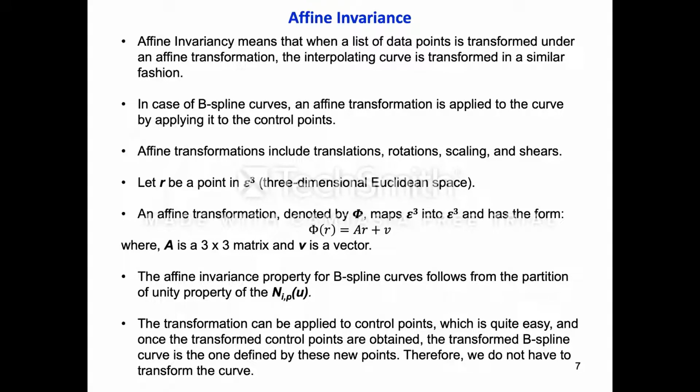The affine invariance property of B-spline curves follows from the partition of unity property of the basis function. The transformation can be applied to the control points, which is quite easy, and once the transformed control points are obtained, the transformed B-spline curve is the one defined by these new points. Therefore, we do not have to transform the whole curve.